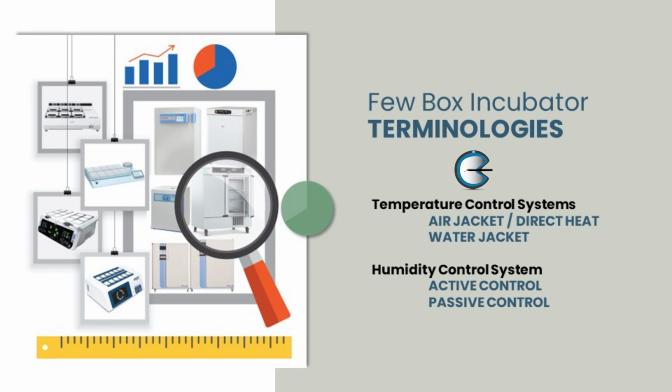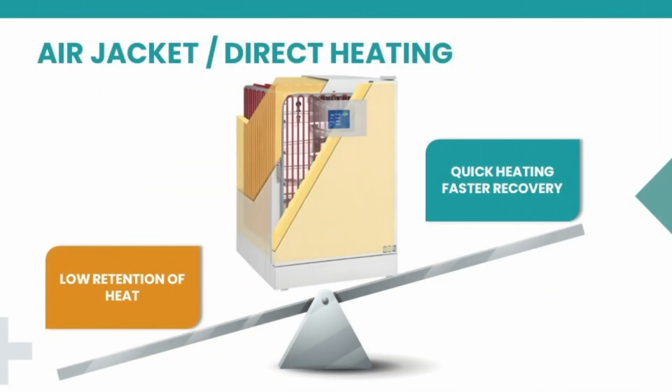Temperature control system. In a box type incubator, the temperature control system is crucial for maintaining the optimal environment for embryo development. There are two main temperature control methods: air jacket or direct heat and water jacket. Air jacket systems are known for their quick response to temperature changes and hence a faster recovery, but at the same time they have low retention of heat and hence it will be impacted more in case of a power failure.